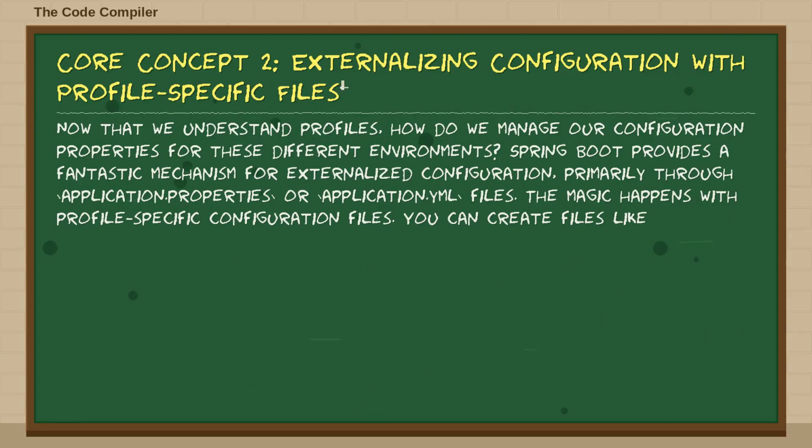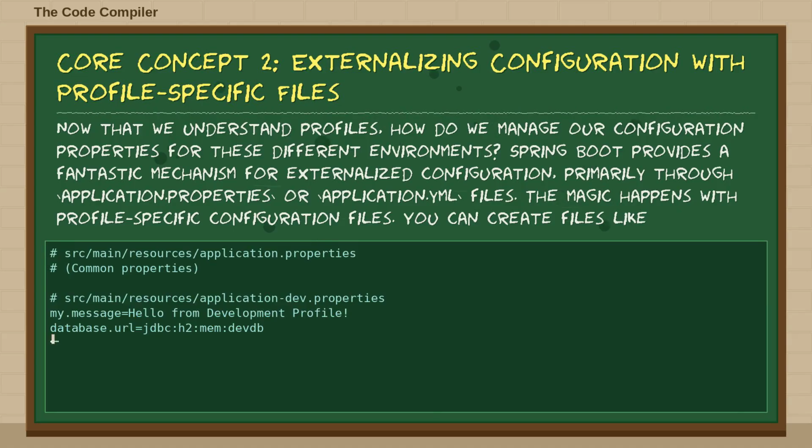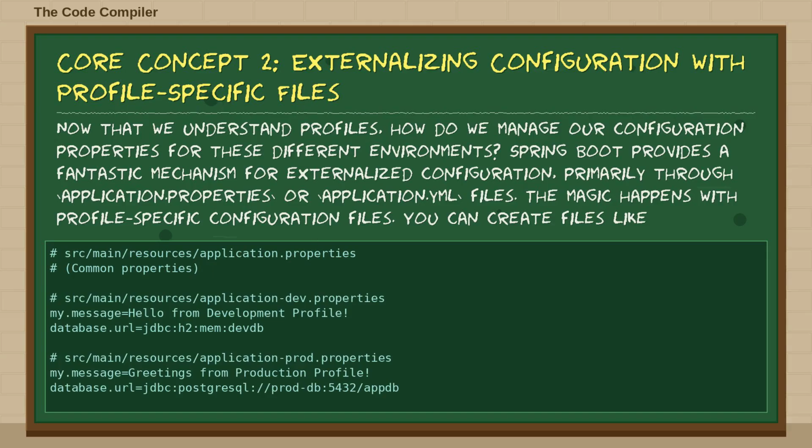This means you only define what changes per environment in the profile-specific file, keeping your configurations clean and organized. For example, your development database URL goes into application-dev.properties and your production URL goes into application-prod.properties. We use the @Value annotation in our Java code to inject these properties seamlessly.